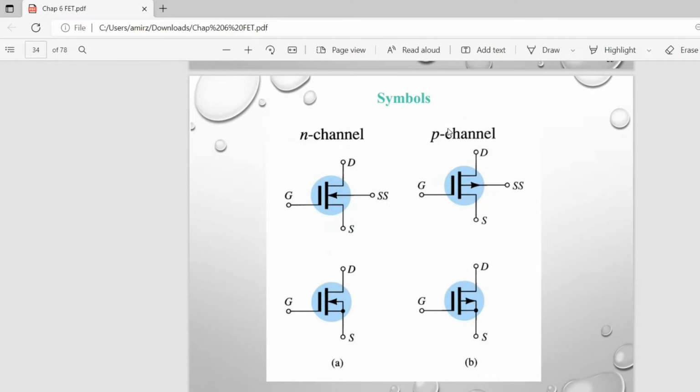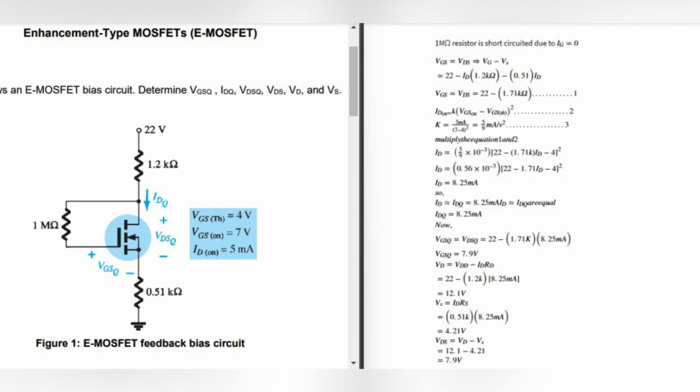Lastly, for the symbol, we can see here they have two channels. The first one is N-channel and the second one is P-channel. For the N-channel and P-channel, they do not differ much. They have the same figure, but the main difference between them is the direction of this arrow. For the N-channel, the arrow moves to the left side, while for the P-channel, the arrow moves to the right side. So that is the main difference between this symbol.